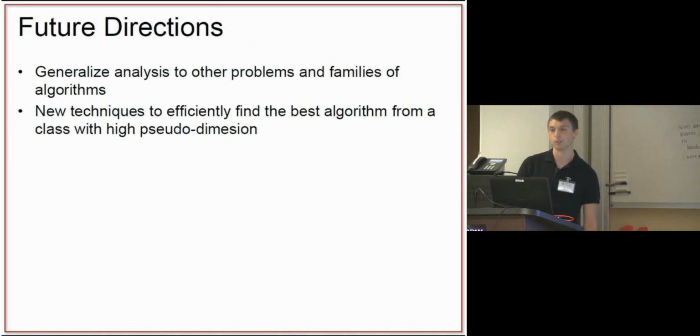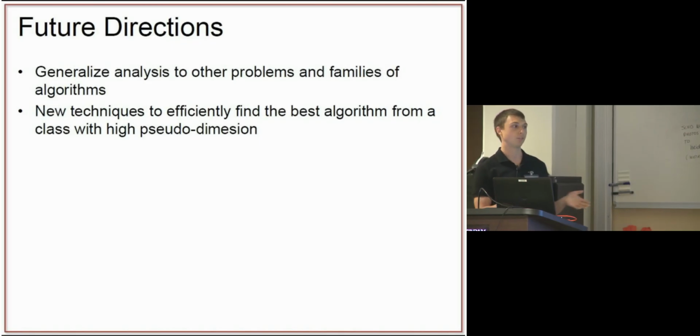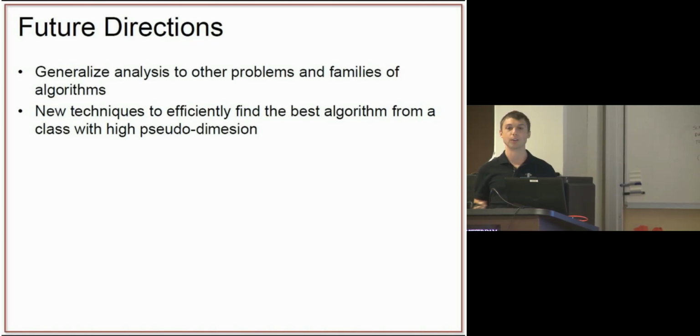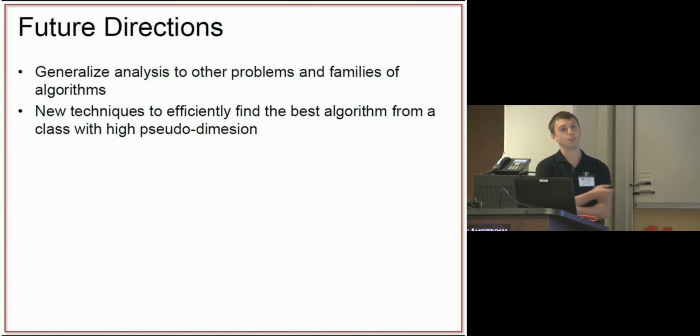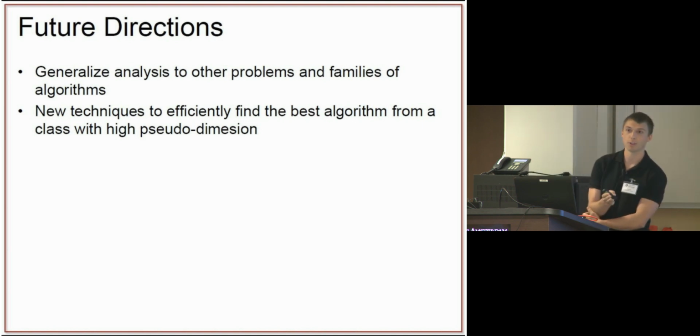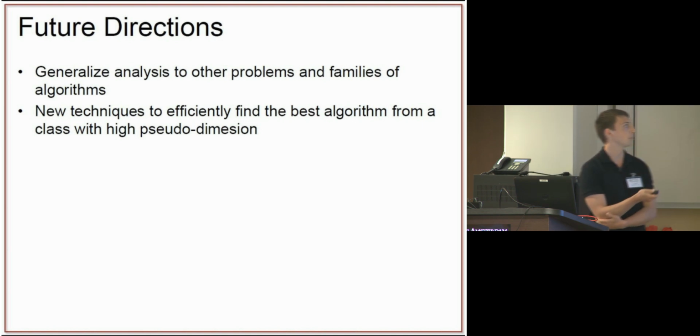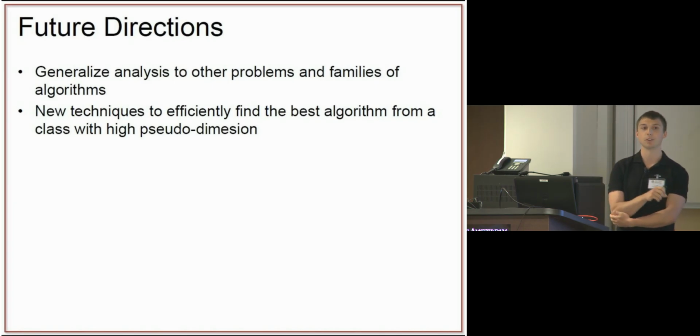Okay, so future work is looking at other rich families of algorithms and trying to show they have low pseudo-dimension, looking at other problems. And also in this talk, I only mentioned families of algorithms with log n pseudo-dimension. We also know of some families with pseudo-dimension n, but it turns out we don't know how to efficiently find the empirically best algorithm. So it'd be cool to find new techniques to efficiently compute the empirically best algorithm.